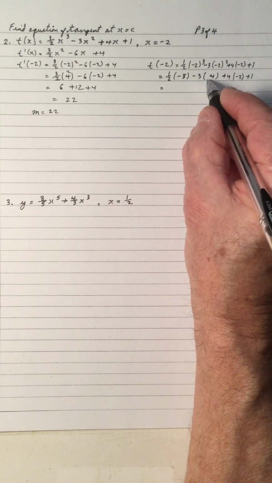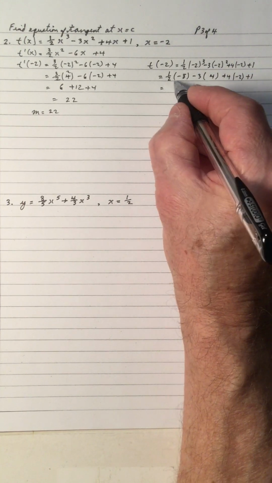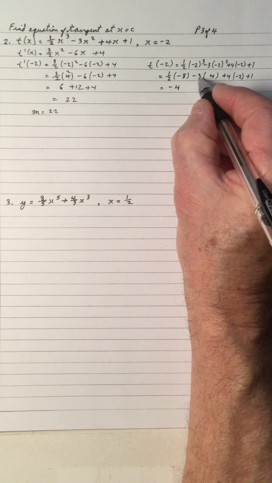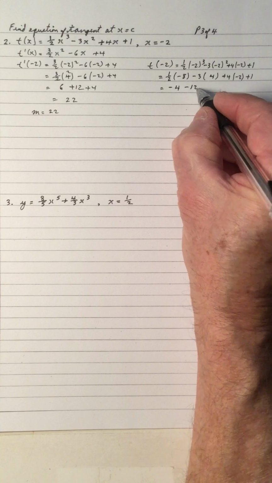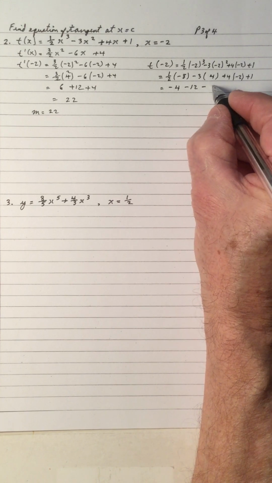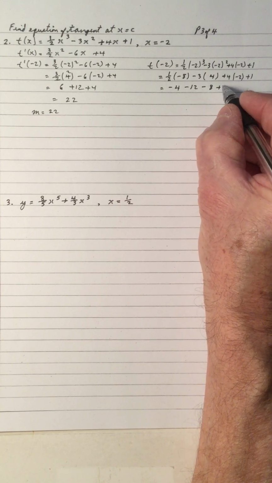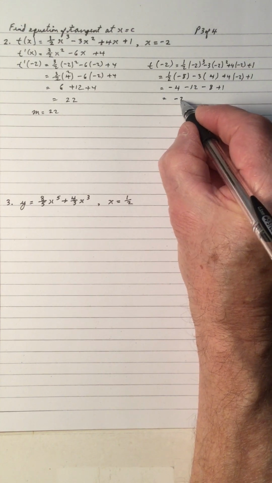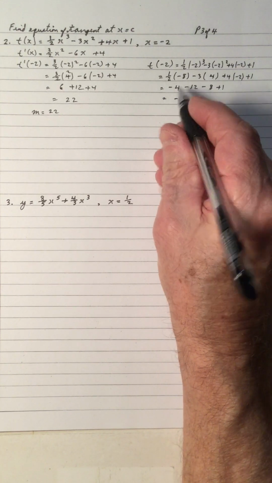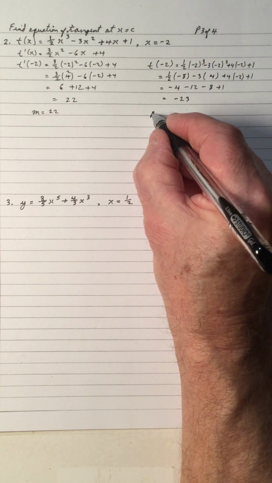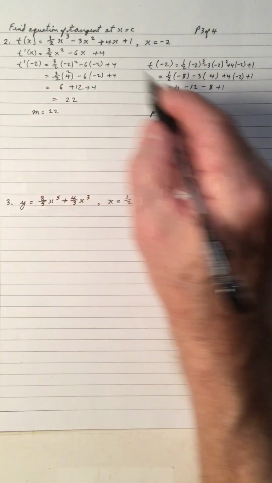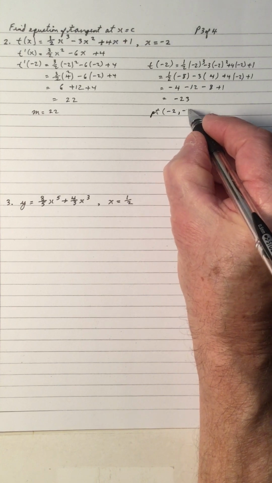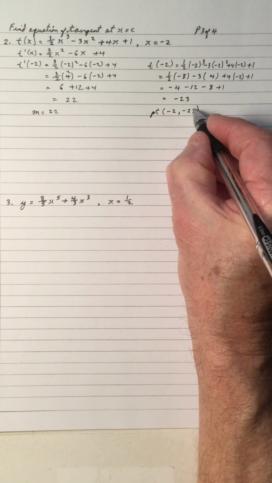Now I got a multiplication, multiplication, multiplication, addition, so I'll multiply. Half of negative 8 is negative 4. Negative 3 times 4 is negative 12. 4 times negative 2 is negative 8 plus 1. So that's 24 minus 23. So this is the point on the t of x. So the point is negative 2, negative 23.